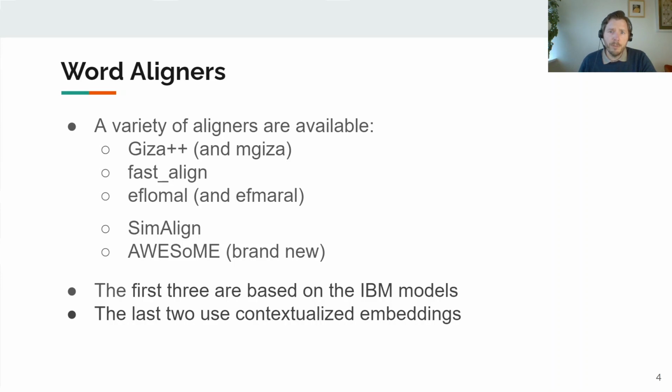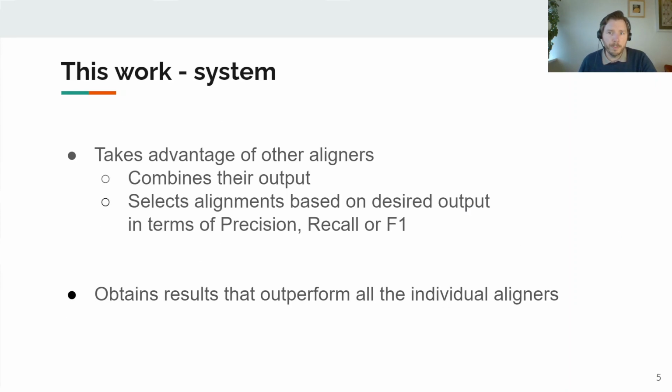So we have these types of aligners. On the one hand, the aligners using the IBM models, and on the other, aligners using contextualized embedding models. These are very different methods, and thus we can expect to get different results. Hopefully, different types of errors and different things each aligner is good at. And our tool takes advantage of this. It combines the outputs of the other aligners, and it can use different settings based on desired output, in effect, to be tuned for precision or for recall or for F-score. And by doing this, we can outperform the individual aligners.